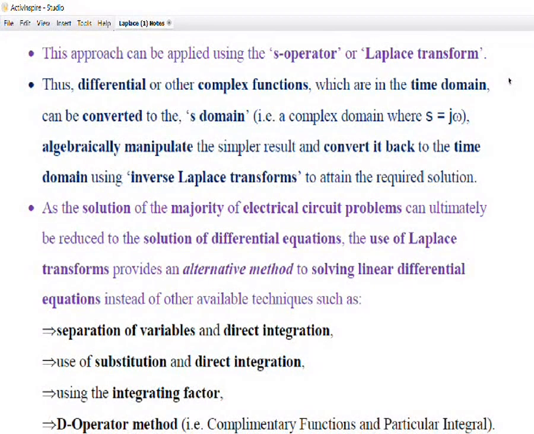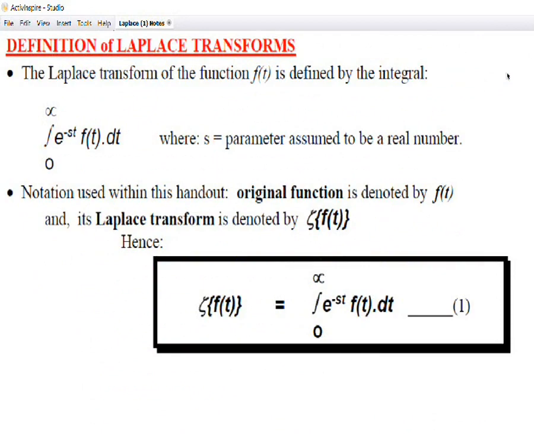We use such techniques as separation of variables and direct integration to solve first order differential equations. There is a method called integrating factor that can be used to solve a first order differential equation, and we also use the D operator method with its complementary functions and particular integrals when we're solving second order differential equations. But what we're going to do now is use Laplace transforms, and we're going to start off by looking at the definition of a Laplace transform, and equation 1 shows you this definition.